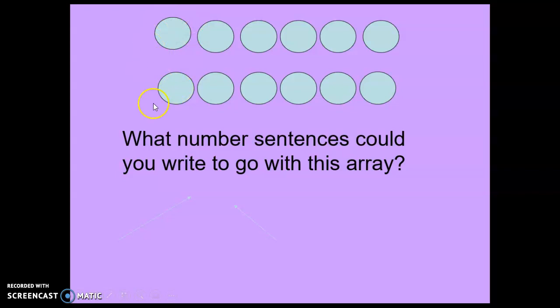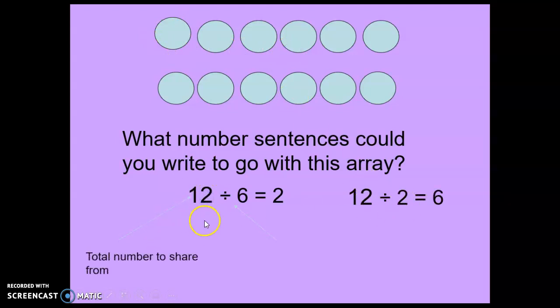Or if we were to look vertically, we have groups of 2, and we've got them 1, 2, 3, 4, 5, 6 times. So we've either got 12 divided by 6 equals 2, or 12 divided by 2 equals 6. Remember, 12 is the total number to share from. Divided by 6 means groups of 6, and this is how many we've got in each group.